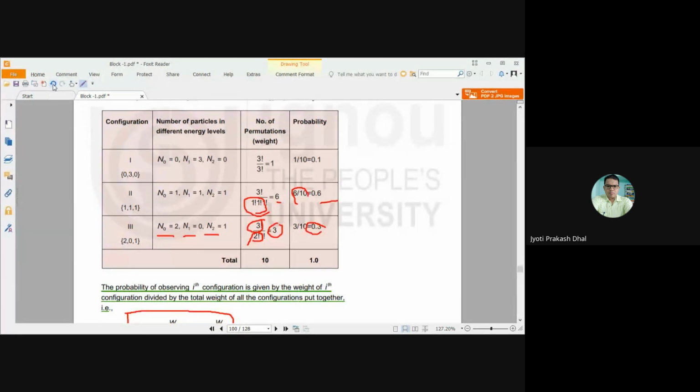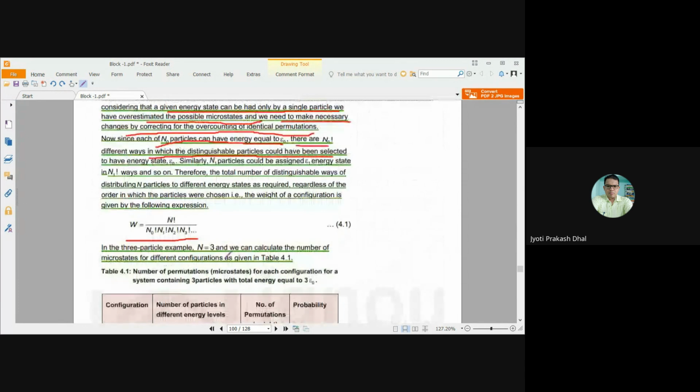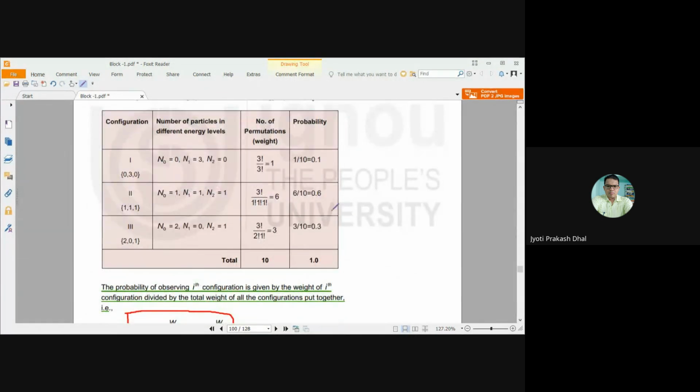So what we have discussed by individual counting, the same result we are getting by applying this formula. So this formula can be applied for a large number of particles or molecules. So here you can see if you add the probability for configuration 1, that is 0.1, the probability for configuration 2, that is 0.6, and the probability for configuration 3, that is 0.3, the total probability will become 1, and the total weight will become 1 plus 6 plus 3, that is 10.